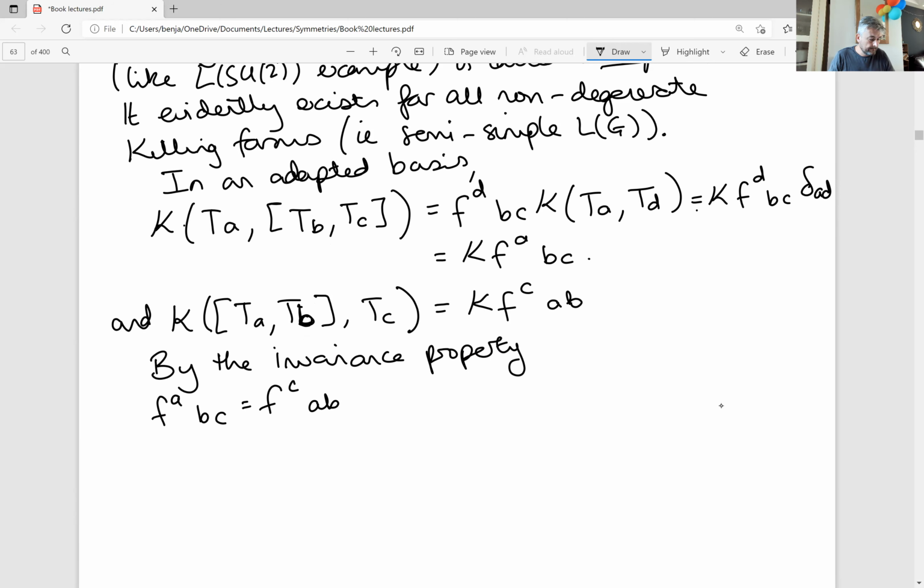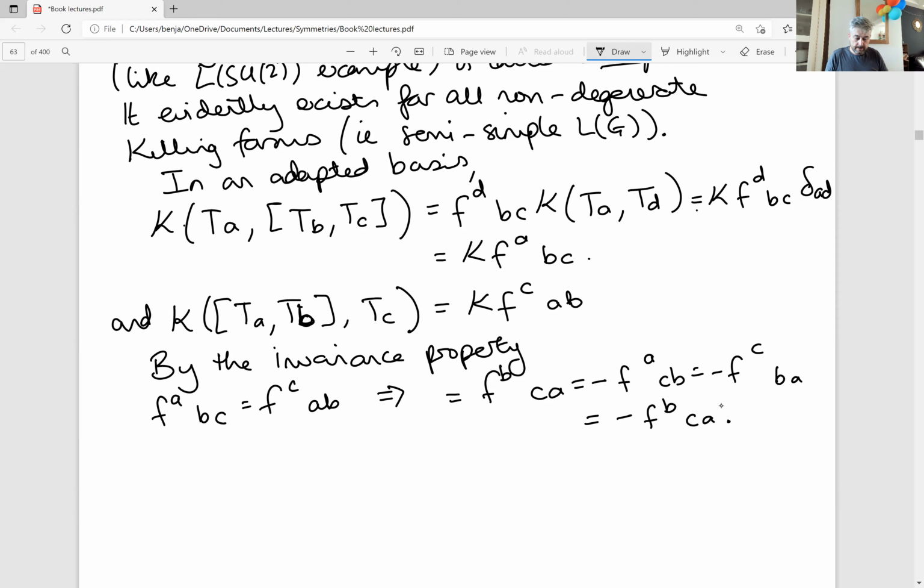Okay, so just by cycling the indices, we can show that this is also equal to FBCA. And we also have the fact that, if we switch the last two indices, we have anti-symmetry. So we have minus FACB is minus FCBA, which is minus FBCA.